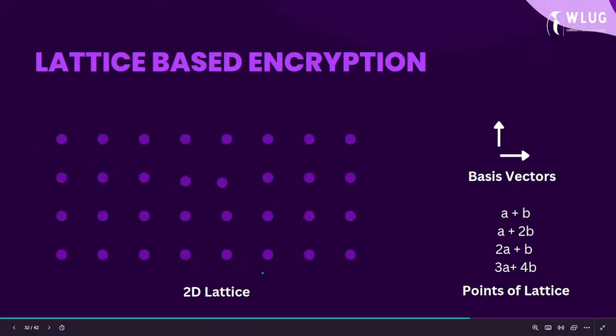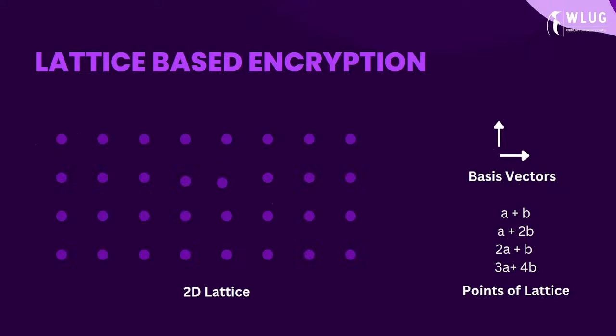We can have lattices in multiple dimensions, 3D, 4D, 5D, everything. This idea is clear, right? Suppose this is the origin. So a plus b, or a plus 2b, or 2a plus b, or 3a plus 2b. You can easily reach any point in this lattice with these basis vectors.